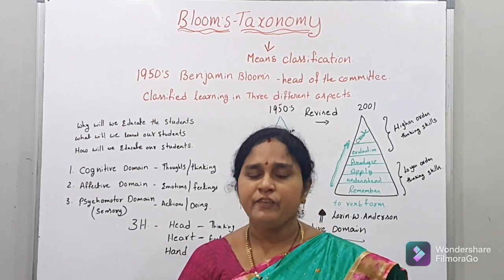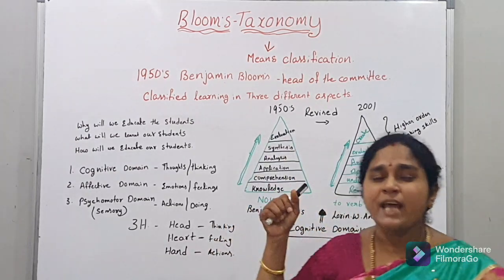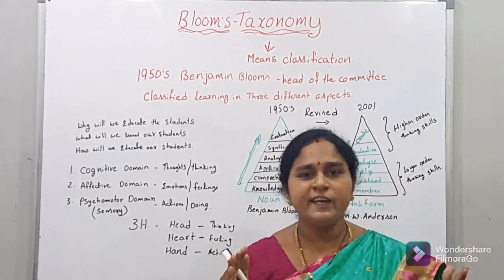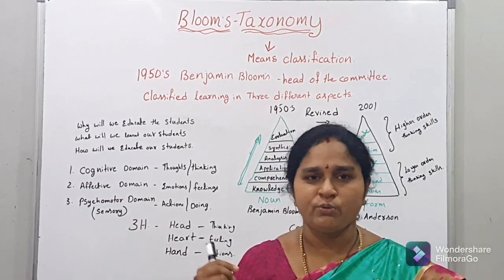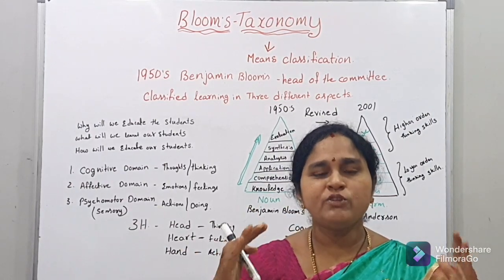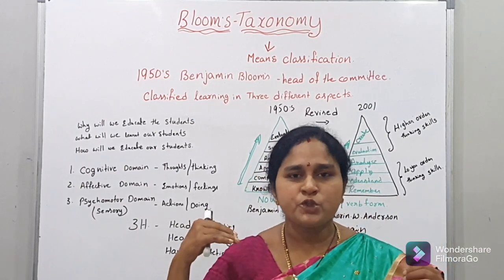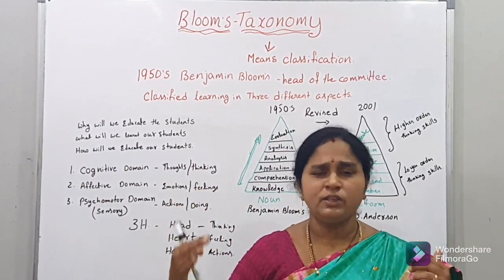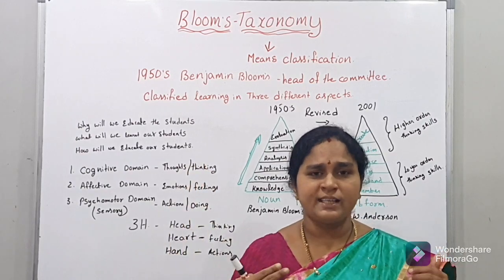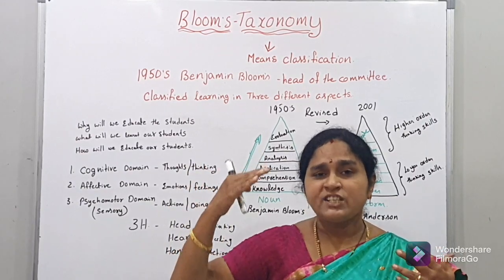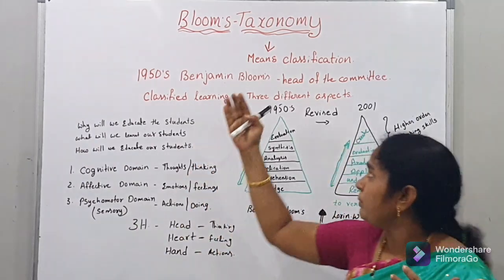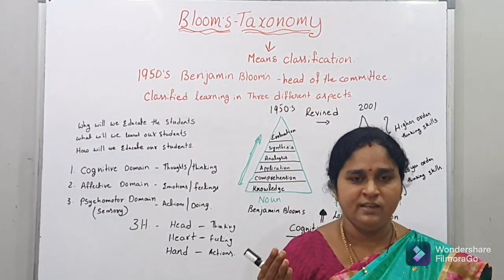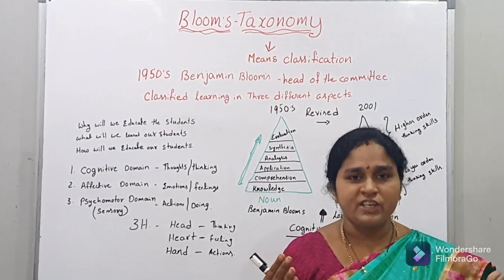In that time we are using Bloom's taxonomy. Bloom's taxonomy identifies the learning objectives. What are the objectives? The main focus is on the students' learning levels. There are many levels. It is a classification, that is the taxonomy, the Bloom's taxonomy. Taxonomy means classification.